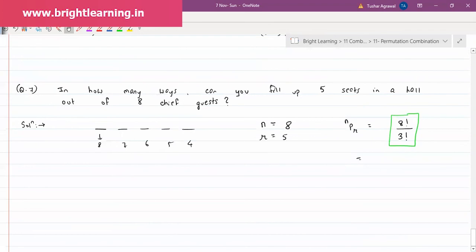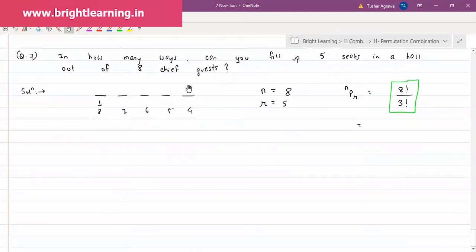And when I gave you this question, in how many ways can you fill up 5 seats out of 8 chief guests, Shreya asked me the doubt: sir, whether we have to solve it using combination. What was the logic behind that doubt? That doubt was actually a very good question. I'm telling this to the other students. What Shreya was probably thinking.